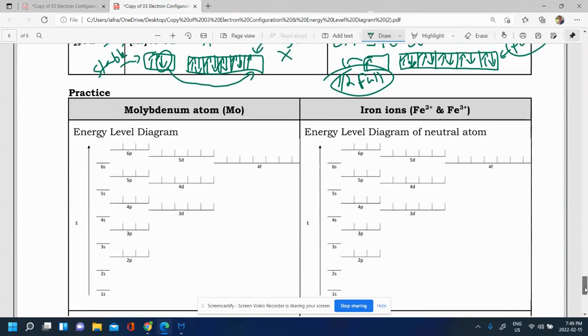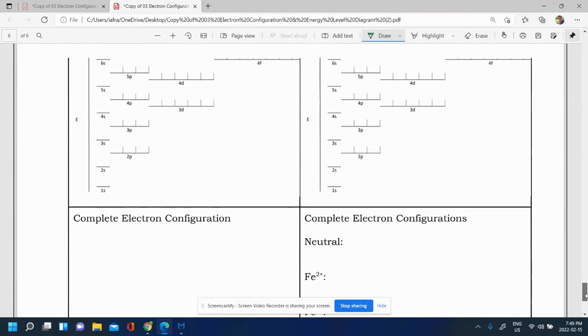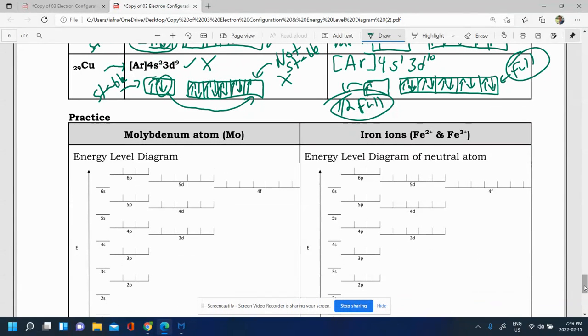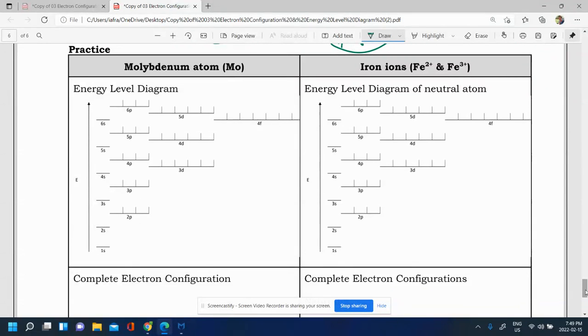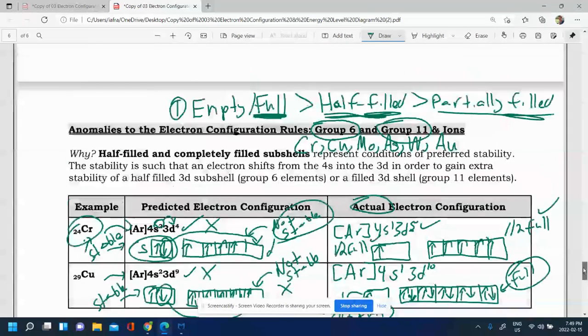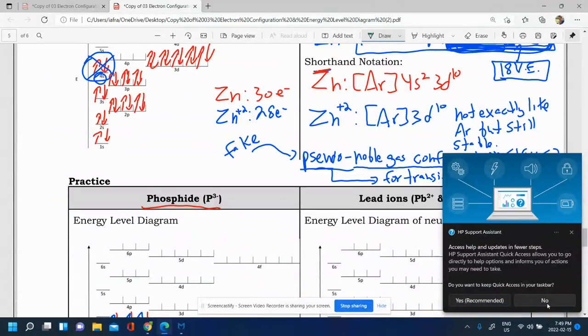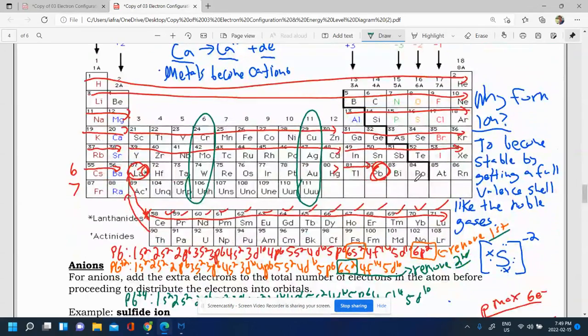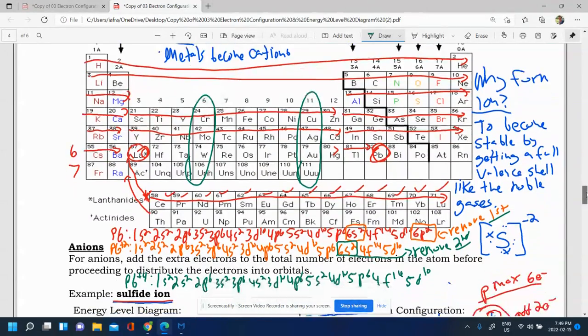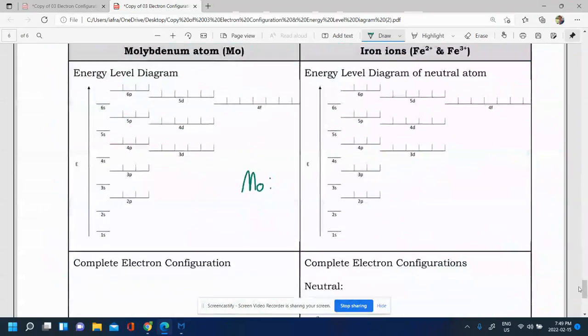So you can try out the following examples. So we'll do Mo, the atom, and then we'll do the iron ions as well. So I would pause the video, try it yourself first for both of them, and then afterwards check the work. So here, let's go find how many electrons Mo has. If we go to our periodic table, 42 electrons to place. So we have 42 electrons we need to place for Mo.